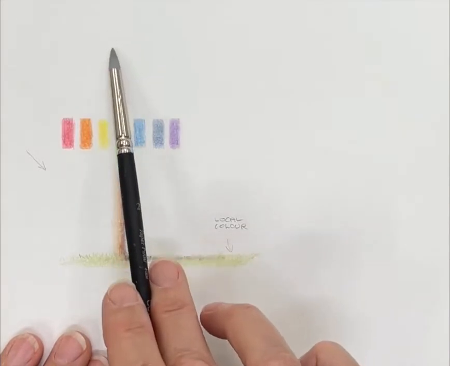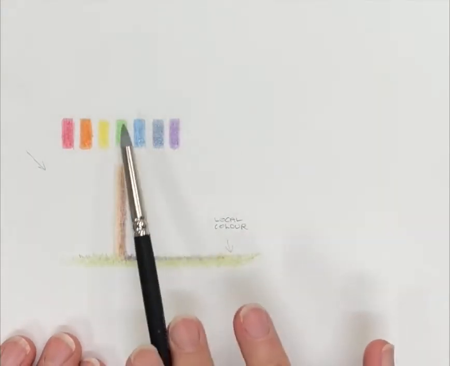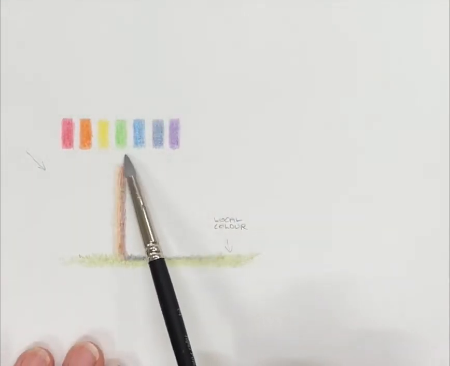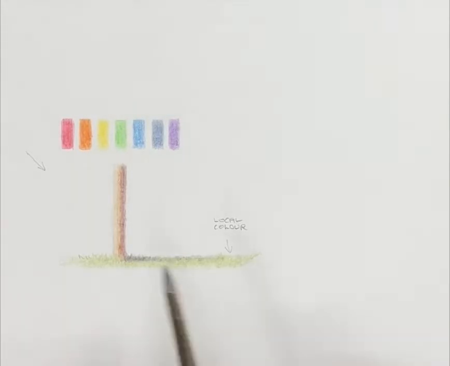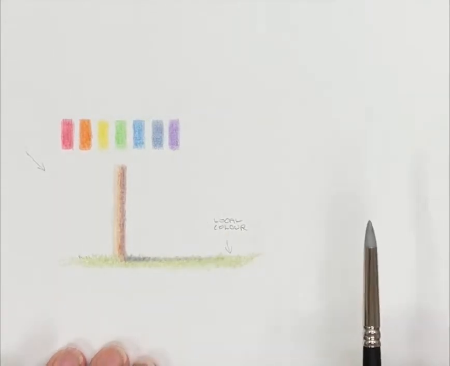So if the post is blocking those warm lights, we have this strong influence of the blues and the violets coming into the cast shadow. Now the guideline is warm light, cool shadows. It's only a guideline, it's not always the case. So you have to always play with your colours, and again it depends on your local colour.